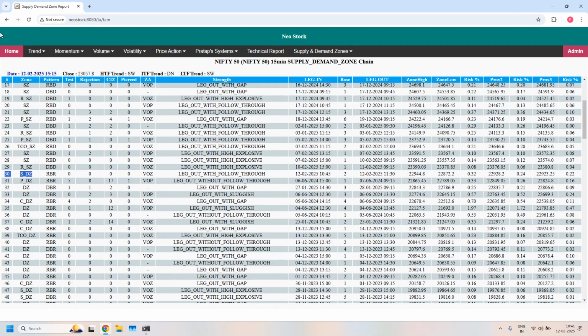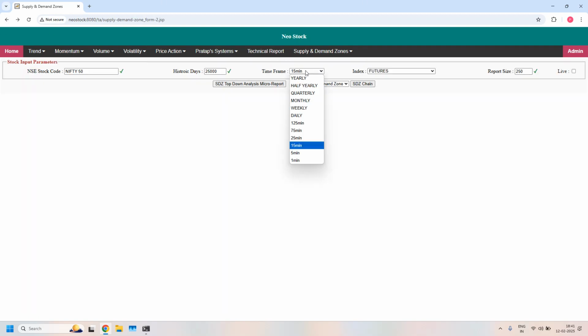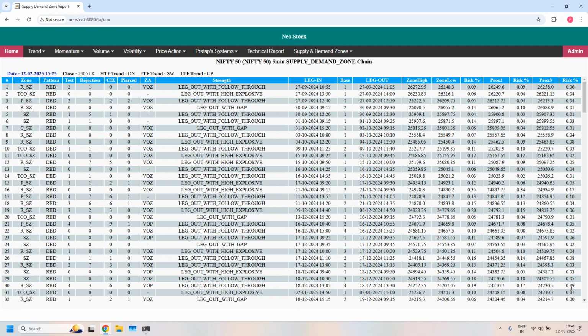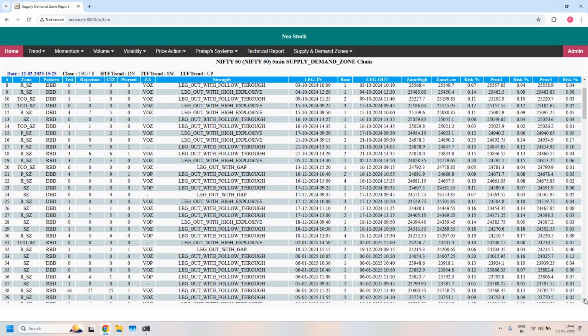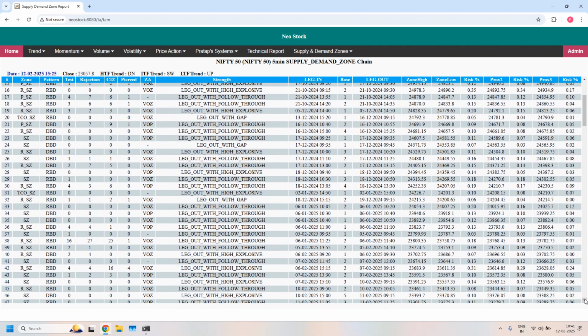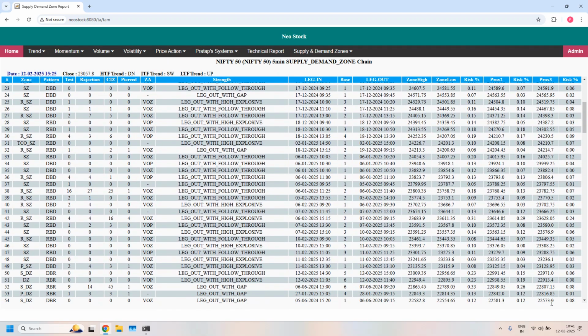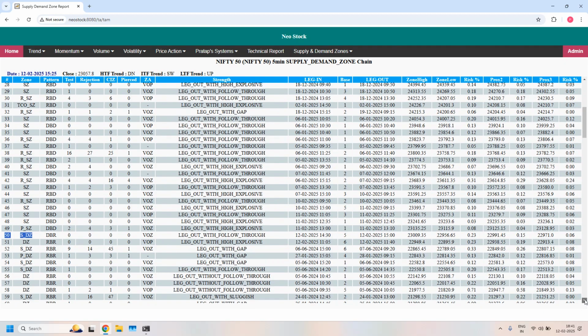Okay. Next, 5 minute supply demand zone chain for NIFTY. All these are supply zones, 5 minute supply zones. Let us find the demand zone which is nearest to the current closing price. Okay, number 50 is the nearest demand zone to the current closing price. I am scrolling the list and let me put it in the center.